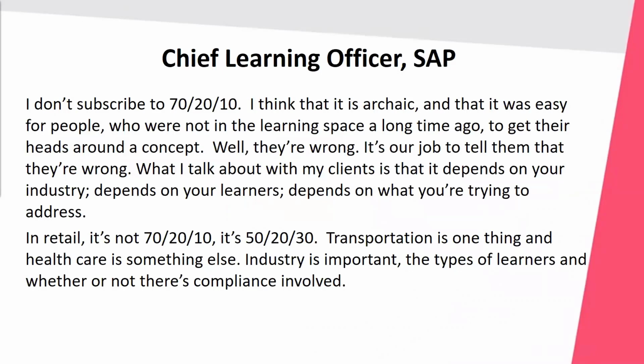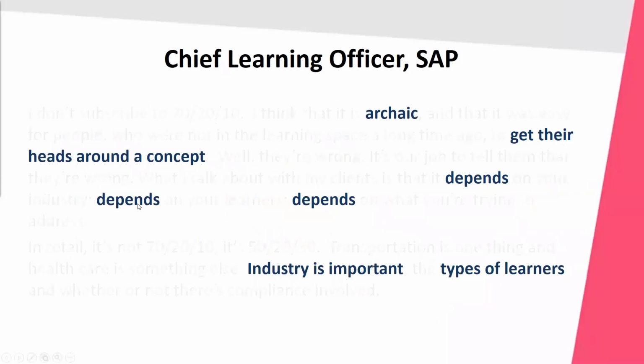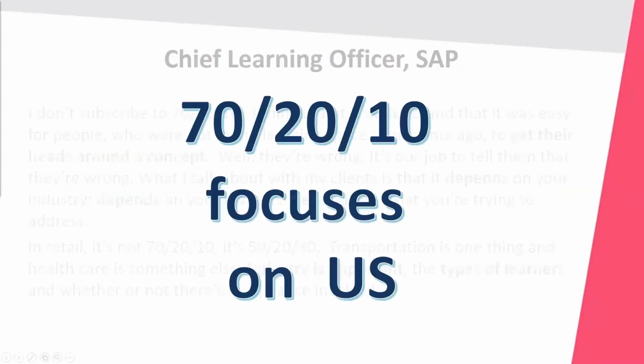But I wanted to share with you just a couple of thoughts from some of the folks that we talked to as part of our interviews and survey. This is a quote from somebody who's a chief learning officer at SAP. What they said was that 70-20-10 is fine, but it's kind of outdated, and it's really more of a concept to help people get their heads around what we're doing in learning and development. And it really depends on what industry you're in, what your learners need. And 70-20-10 really focuses on us, as L&D professionals, and what we're pushing out to our learners.